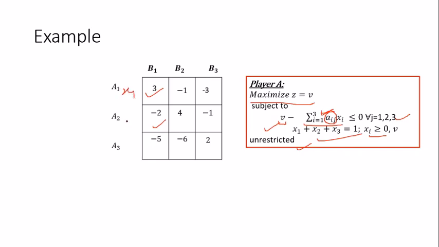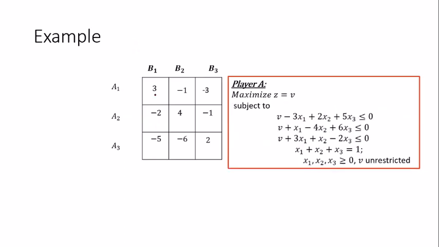Let me write x1, x2, and x3 here. So the constraints will be v minus 3x1 minus 2x2 minus 5x3. But since there is a negative sign in front of it, the signs will get changed. So it's minus 3 plus 2 plus 5, because these were negative. Outside the bracket we have a minus sign, so therefore the signs will be changed. So v minus 3 plus 2 plus 5, obviously multiplied respectively with x1, x2 and x3, less than or equal to 0.